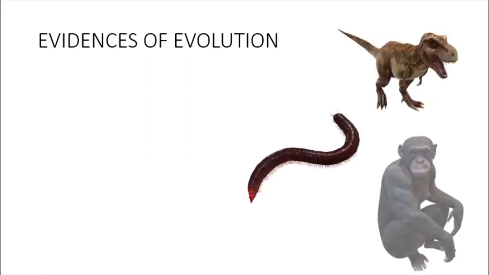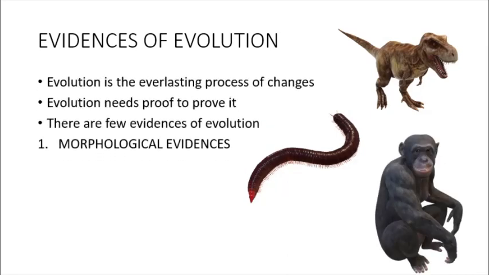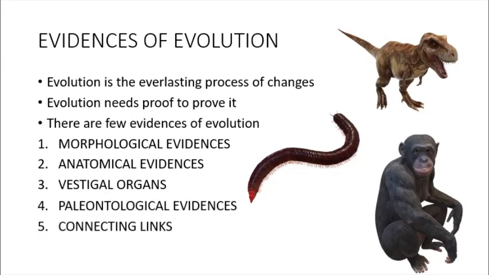The evidences of evolution which are included in this chapter: first is morphological evidences, anatomical evidences, vestigial organs, paleontological evidences, connecting links, and embryological evidences. We will be studying about these in detail.